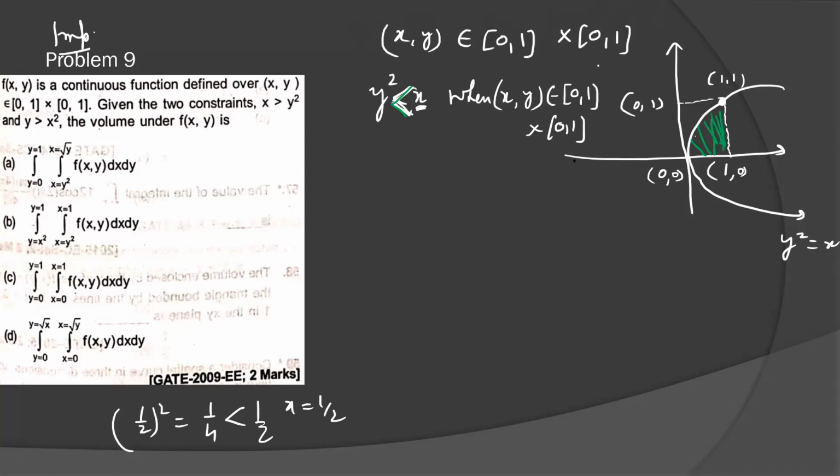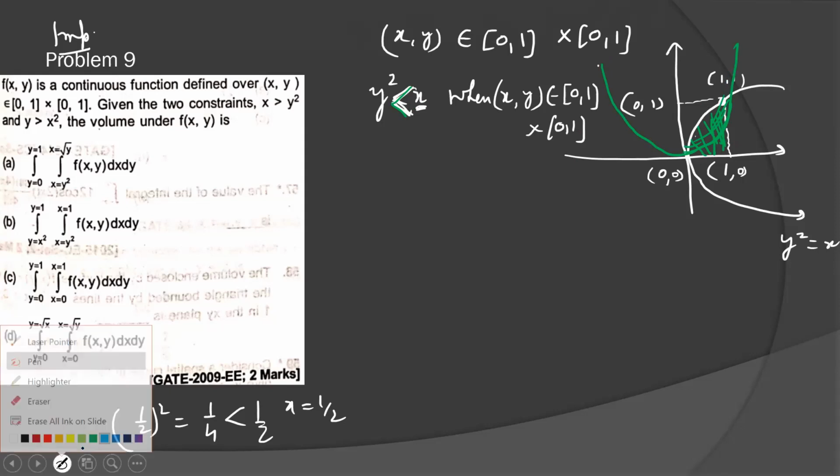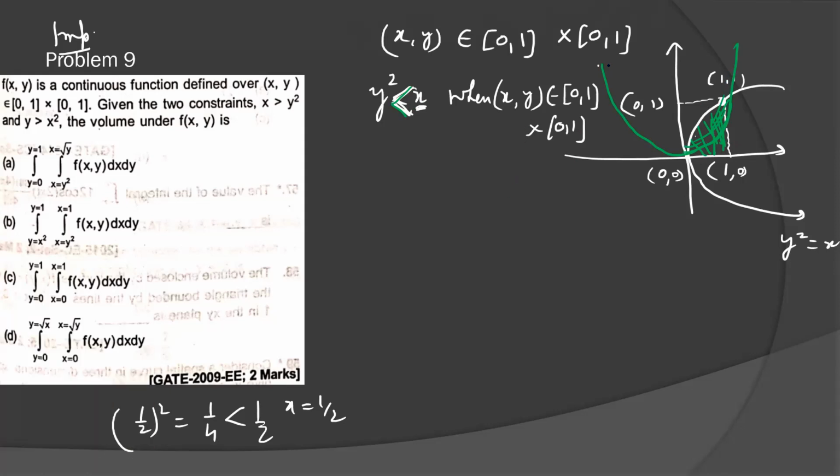Now if you draw the second parabola, this is your second parabola. Similarly, second parabola x square equal to y, x square less than y. It means you have to color towards the y-axis.